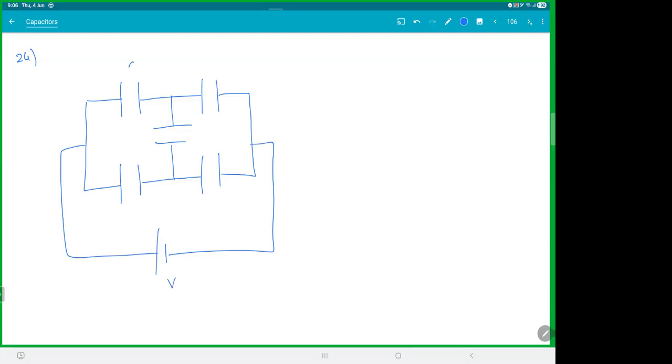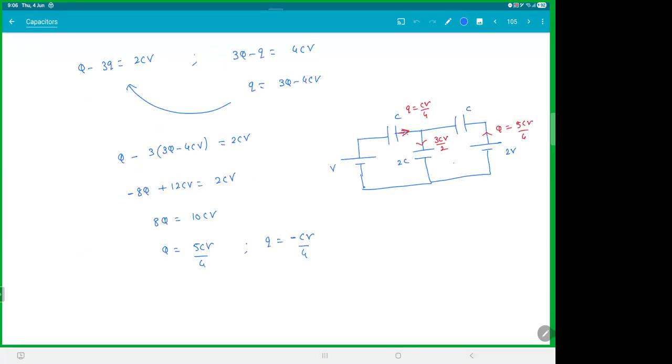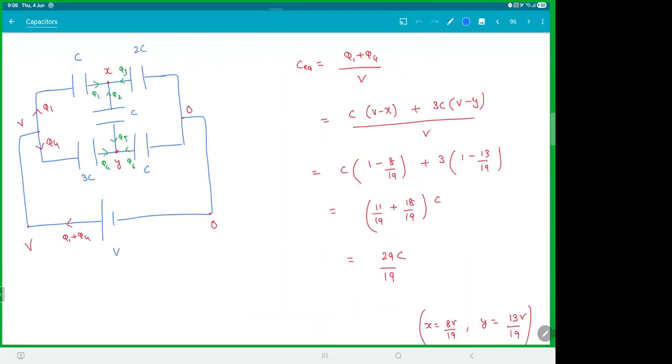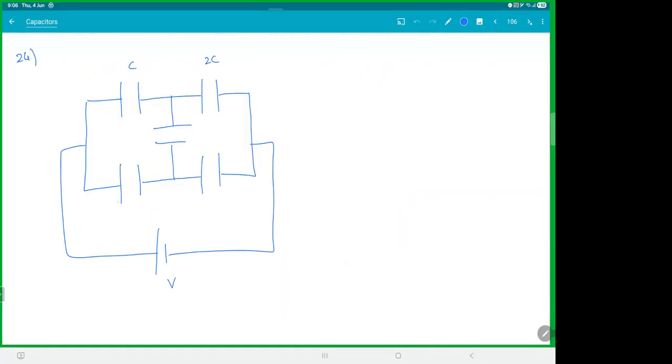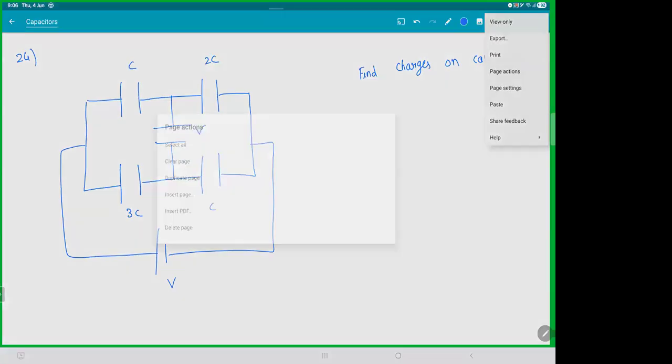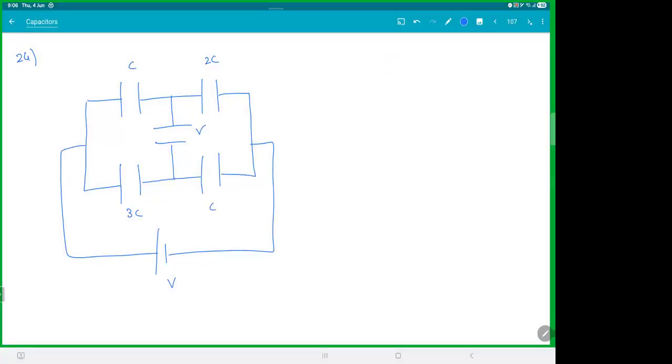So this is V, C, 2C. Let's write this guy only, 3C and C. Okay, so we have to find the charges on the capacitor. Now, before you write the equations, let me give the distribution, because if you write the distributions, all will get different equations. So let the battery give charge Q.